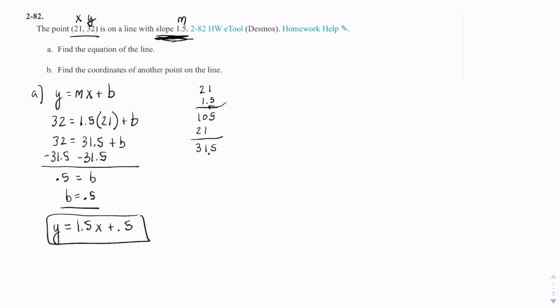And for question B, it says, give me some coordinates of other points on the line. Well, you could have an infinite number of answers for this, but let's pick an easy one. Let's pick when x is 0. So I'll substitute it into my equation, which we derived in part A, and I get y equals 1.5 times 0 plus 0.5. y equals 0 plus 0.5, so y is 0.5. So another point would be (0, 0.5).